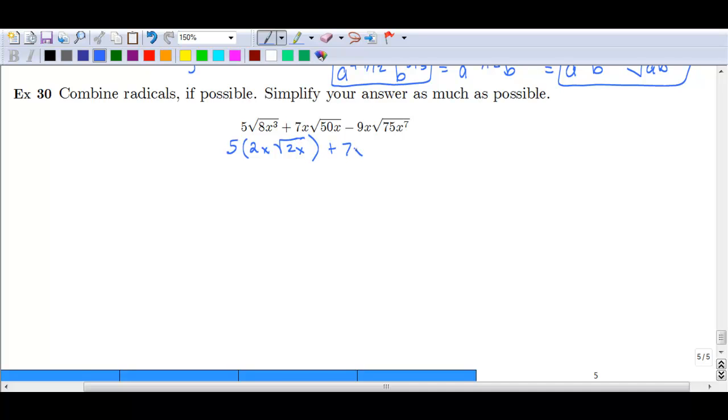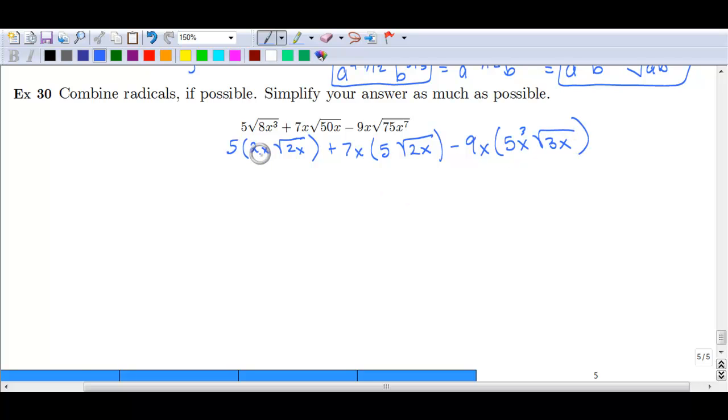We've got a 7x here. When we simplify the square root of 50, that is going to end up being 5. And then root 2 stays and x stays in because there's no power on x. And finally, we got 9x, and the square root of 75 gives us another 5. A 3 would stay inside the radical, and then the square root of x to the 7th is going to give us an x cubed, and an x is going to stay behind inside the radical.